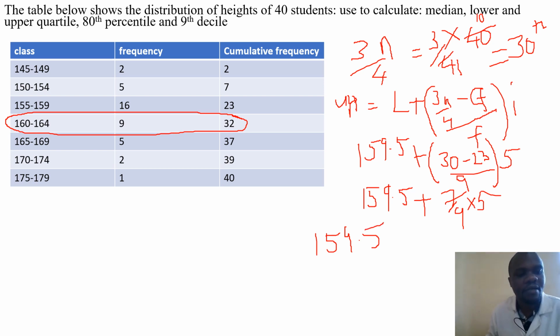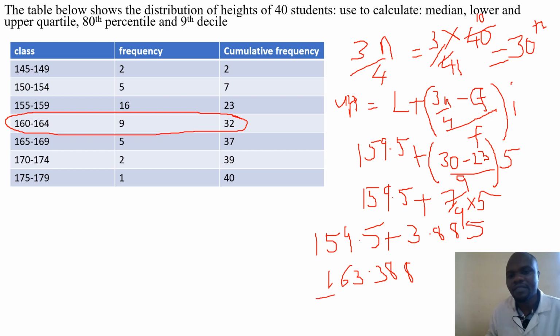159.5, then this one I had 3, this one plus becomes 3.885, and if I add, I get 163.38, then 8. So that gives us the upper quartile of our class. And if you are told to get also the range, you can get the difference between the upper quartile and the lower quartile, that is the interquartile deviation.